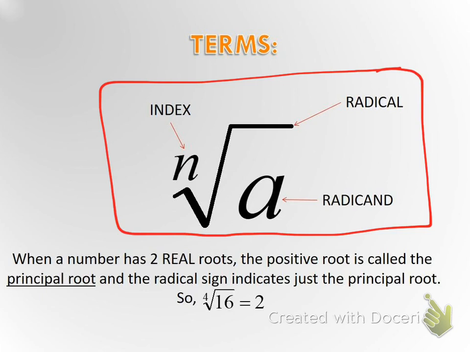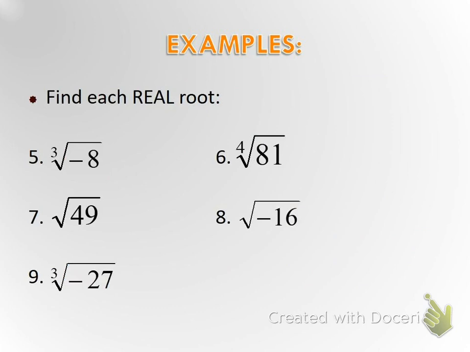Okay, that changes when we're finding solutions to polynomials like we did last chapter. But in general, if we're just taking an even root, we just want the positive answer or the principal root. All right, on this next set of examples, we are finding each real root. This is similar to what we were doing in examples 1 through 4, but instead of it being written out in words, they wrote it in symbols.